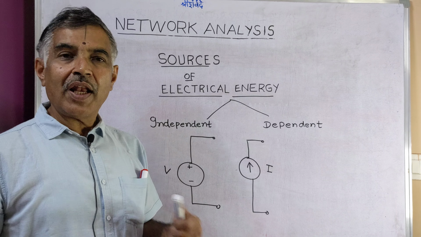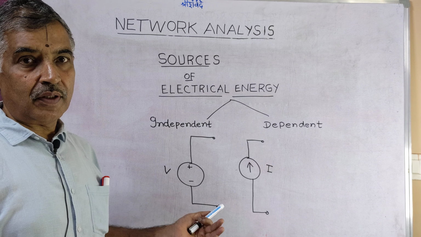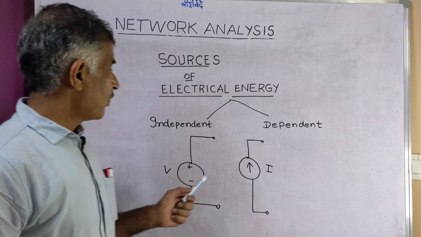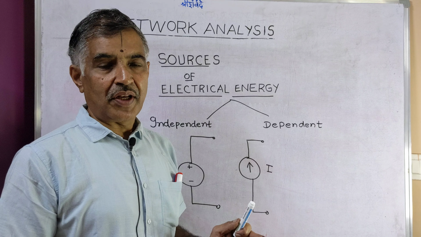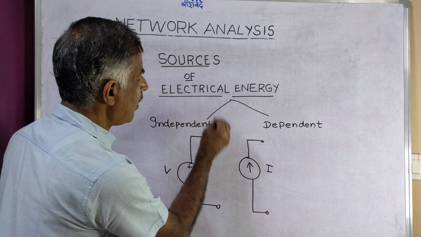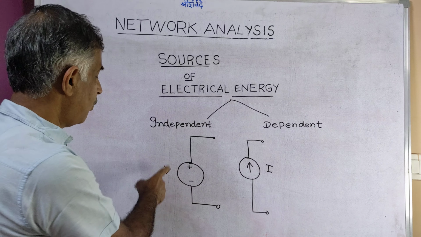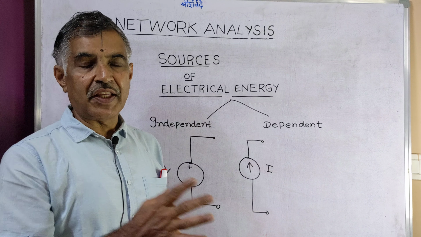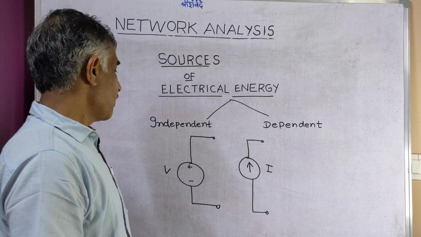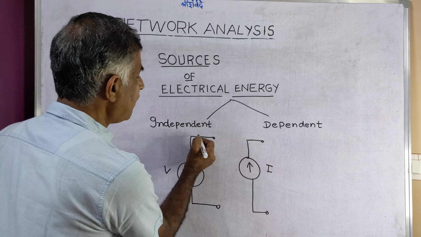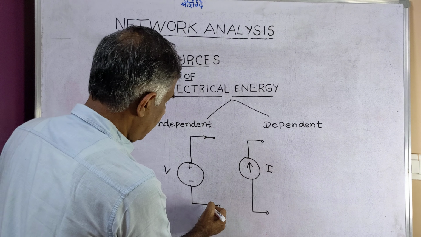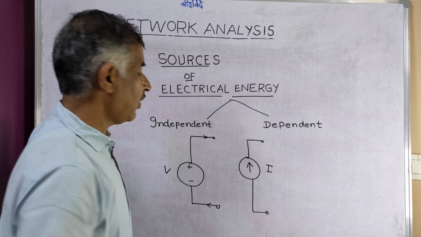But in real life we cannot experience this independent source. So the idealized assumption is that, connecting any amount of resistance here, it is going to maintain a constant voltage V. Then it is said to be an independent voltage source. When it is supplying power, current comes out at the positive terminal and enters at the negative terminal.